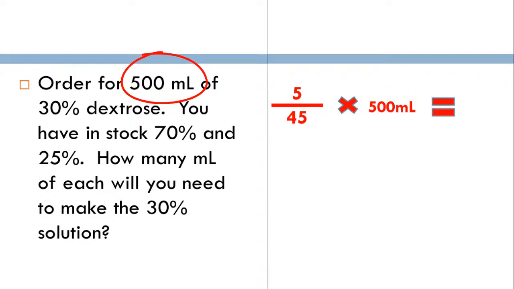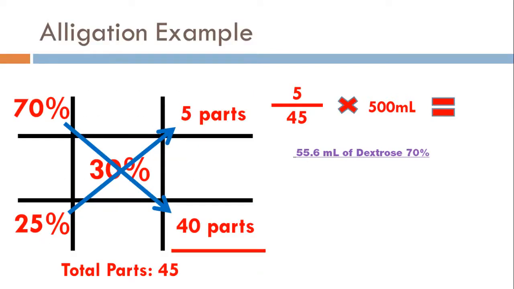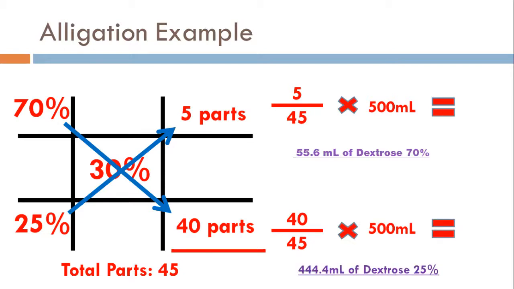So 5 over 45 times 500, the answer to that is 55 mils of dextrose, 70%. Again, just go straight across on our tic-tac-toe board. The next one is 40 parts over 45 total parts. We'll multiply that again times the ordered amount of 500 total mils. That will get us a total of 444.4 mils of dextrose, 25%. When we mix those together, what percentage will we have? Ta-da! We will get 30% mixture together.